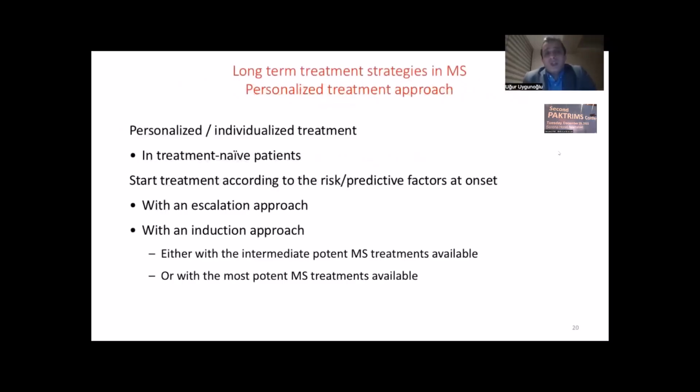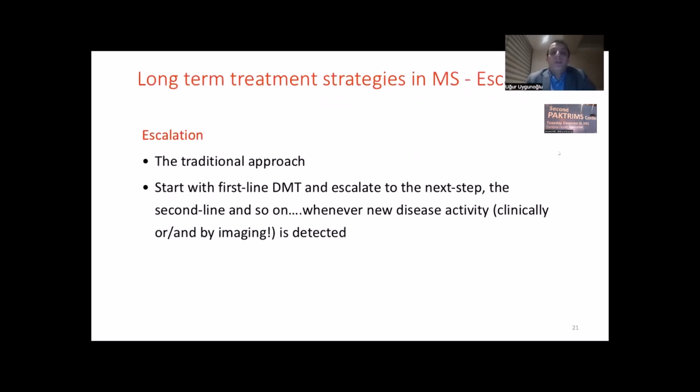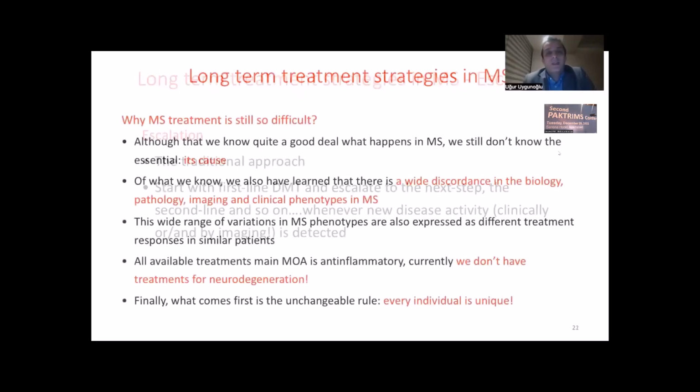What are these treatments in multiple sclerosis? Personalized or individualized treatment for patients. Start treatment according to the risk predicted factors at onset, with an escalation approach or with an induction approach, either with the intermediate potent MS treatments available or with the most potent MS treatments available. What is the definition of escalation treatment? This is the traditional approach. Start with first-line disease modifying treatment and escalate to the next step, the second line, and so on, whenever new disease activity, clinical or by imaging, is detected.